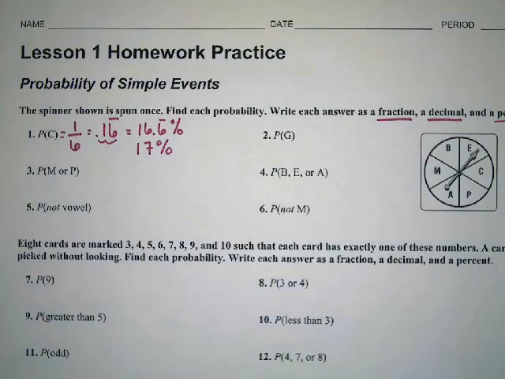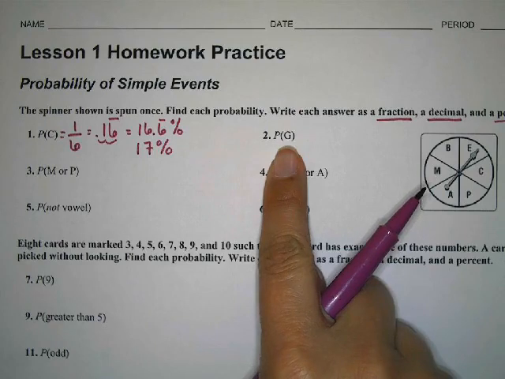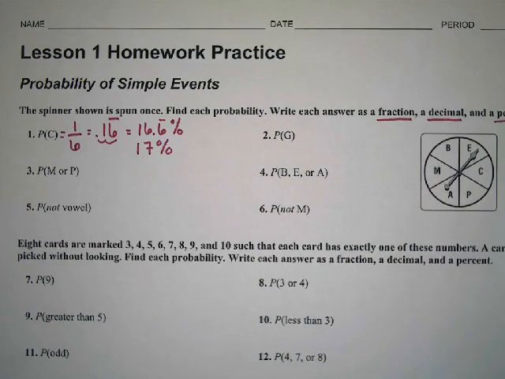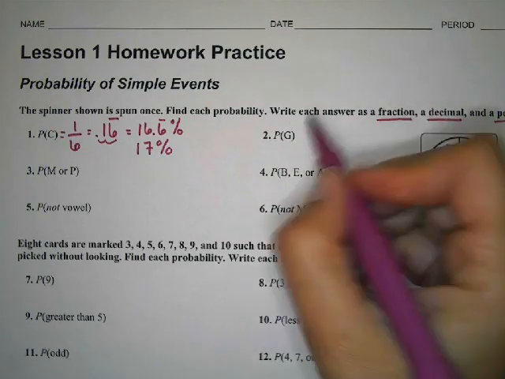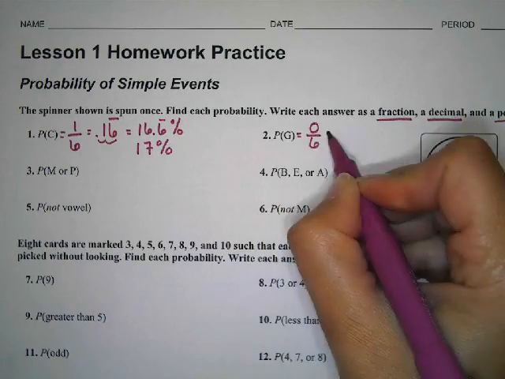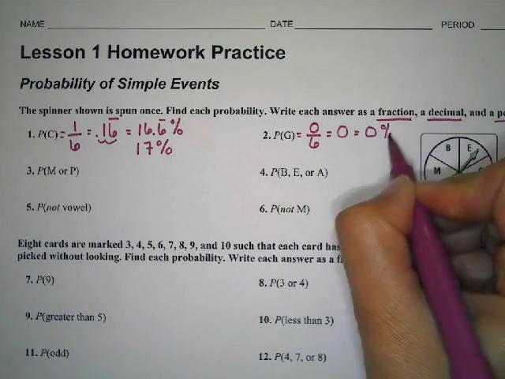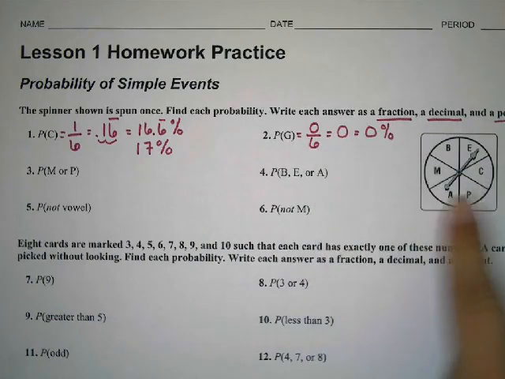Number 2 is going to be done the same way, but this time it says the letter G. Now looking at my spinner, I do not have a letter G on my spinner, so my probability is going to be 0 out of 6, which is just 0, which is also 0%. So be careful, make sure you're looking to see what the letters are to see whether or not it's there or not.